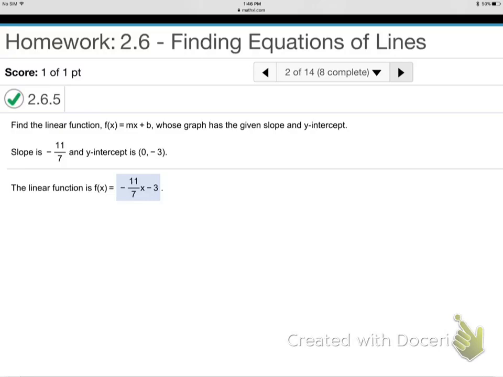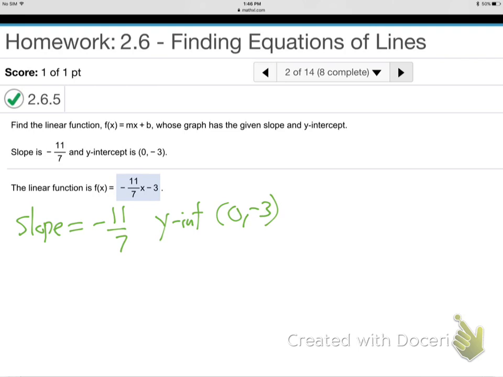Equations of lines. You took Math 201. You did this already. All right, so we're given slope equals negative 11/7, y-intercept (0, negative 3). Okay, so they want us to find equations of lines. Well, actually, this one, I'm not going to do the norm.